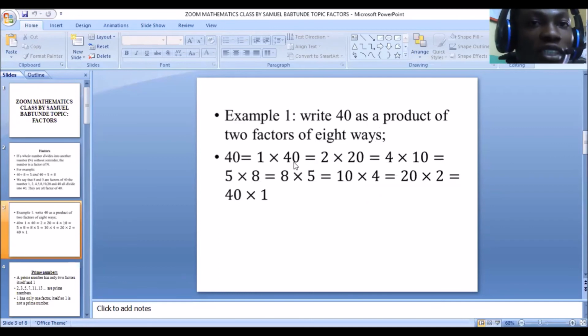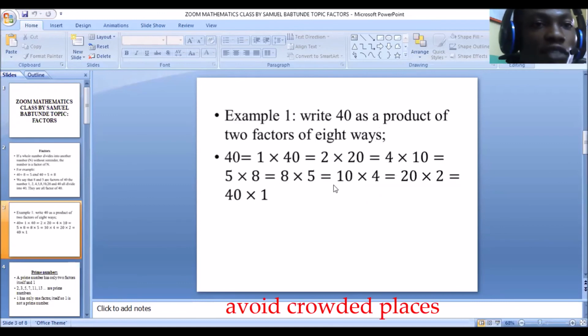And I gave an example that I should express 40 as a product of 2 factors in 8 ways, which we did. 1 times 40 will give you 40, 2 times 20 will give you 40, 4 times 10 will give you 40, 5 times 8 will give you 40, 8 times 5 will give you 40, 10 times 4 will give you 40, 20 times 2 will give you 40, and 40 times 1 will give you 40. So we successfully expressed it in 8 ways.